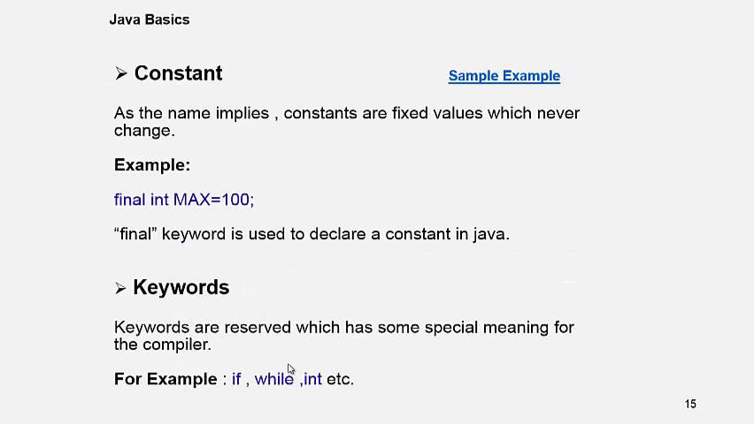Now constants. As the name implies, constants are fixed values which never change. Example, final int MAX = 100. The final keyword is used to declare a constant in Java. If you are declaring a constant, use the final keyword. The final keyword has other uses we will be seeing in the next chapters. Keywords, as we have discussed, are the reserved words which have some special meaning for the compiler, like if, while, int, break, and many more; we have seen the chart.